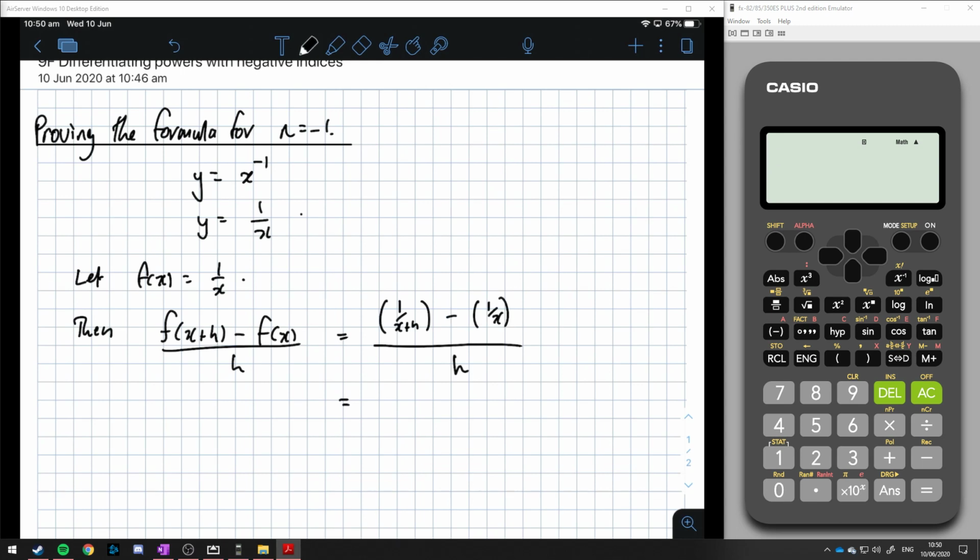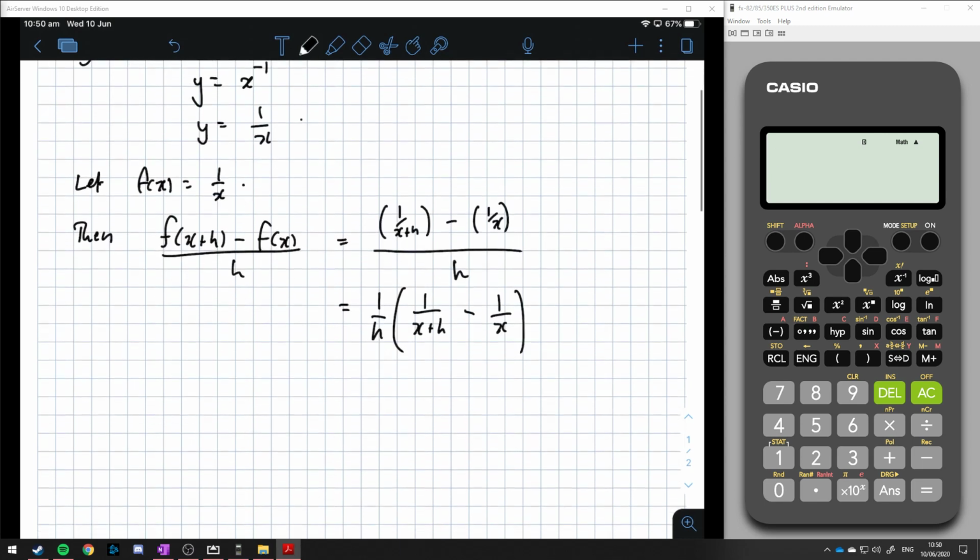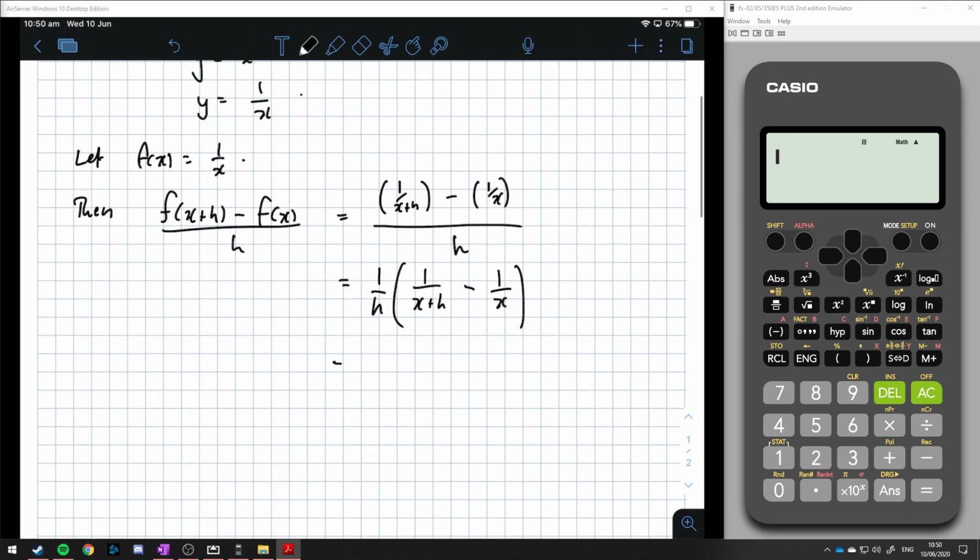So this is the same as, now we're going to subtract the two. I'm going to rewrite this as 1 over h, lots of 1 over (x+h) minus 1 over x, to make it a bit easier to work with. Now we need to cross multiply our ones in here. So that's going to be 1 over h, lots of, cross multiplying, x over x(x+h) minus (x+h) over x(x+h).